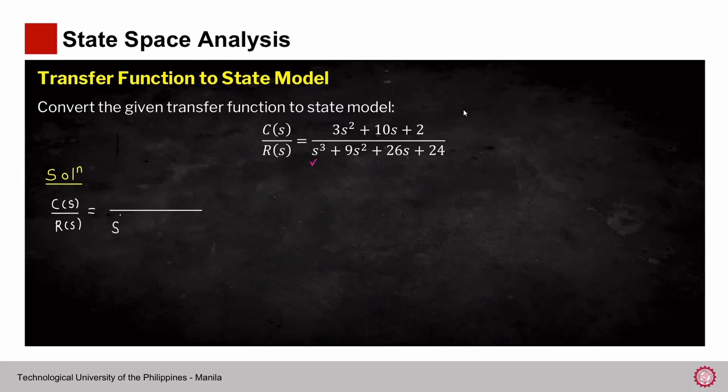Sulat nyo lang. So, S cube plus 9S square, plus 26S, plus 24. No problem at all. However, in the numerator, hindi ganun, right? Sa numerator, if you look closely, the leading coefficient is 3. So, hindi pwede, guys. You need to factor out. So, pag factor out natin yung 3, anong maiiwan, guys? So, this is nothing but S square, and this is nothing but 10 over 3S. Okay? And then we have plus 2/3.